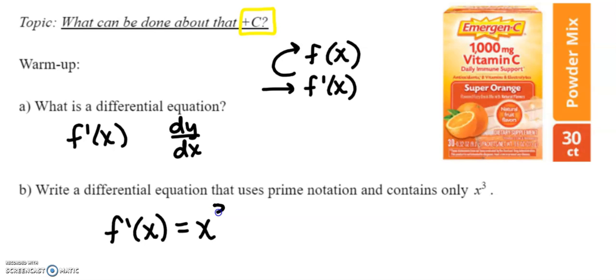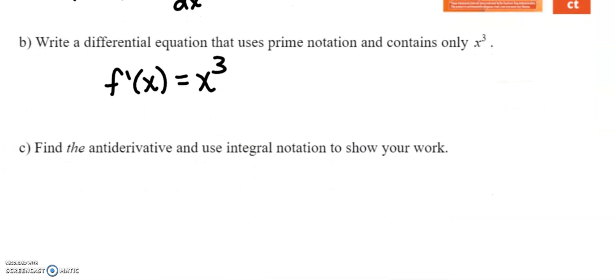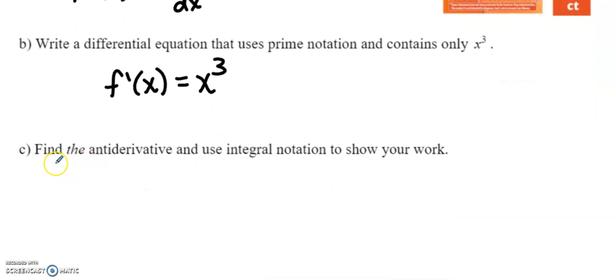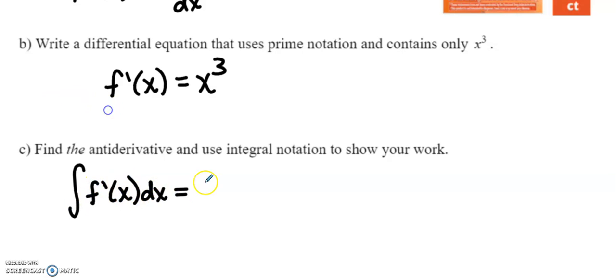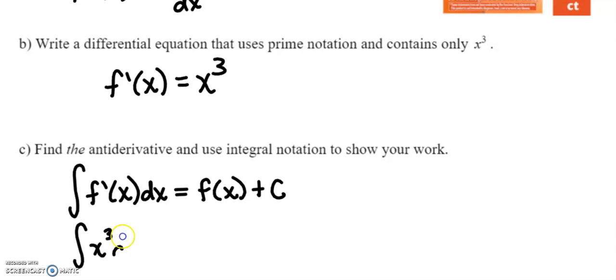Write a differential equation that uses prime notation containing only x cubed. So we could say f prime of x equals x to the third. Find the antiderivative, right? So the antiderivative is that general antiderivative. Use integral notation to show your work. So I want to take the antiderivative of f prime of x, which is f of x plus c, which means that the antiderivative of x to the third dx is x to the fourth over 4 plus c.